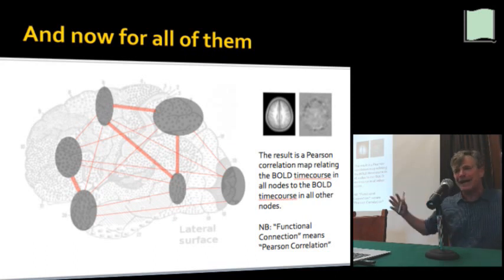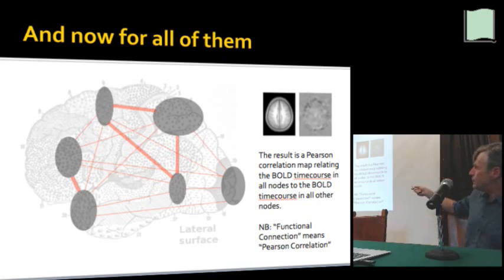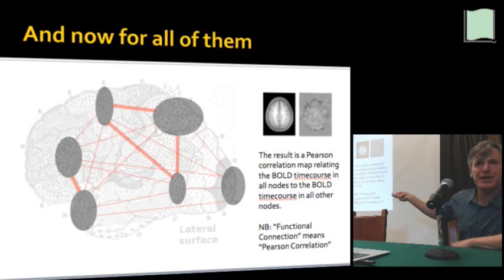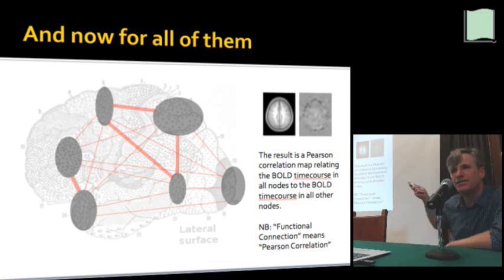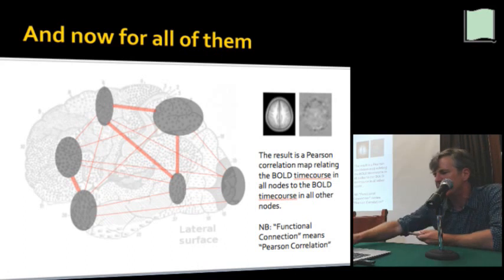And what we get in the end is a Pearson correlation map that relates the BOLD time course in every node of the brain to the BOLD time course in every other voxel of the brain, or every other node. This is what I was talking about when I talked about functional connectivity. This is a correlational network. When we say that these things are functionally connected, we clearly do not mean that they are causally connected with one another. We're merely tracking correlations between the BOLD signals in each of these nodes of the brain. It's a Pearson correlation, the edge, not a causal relationship.